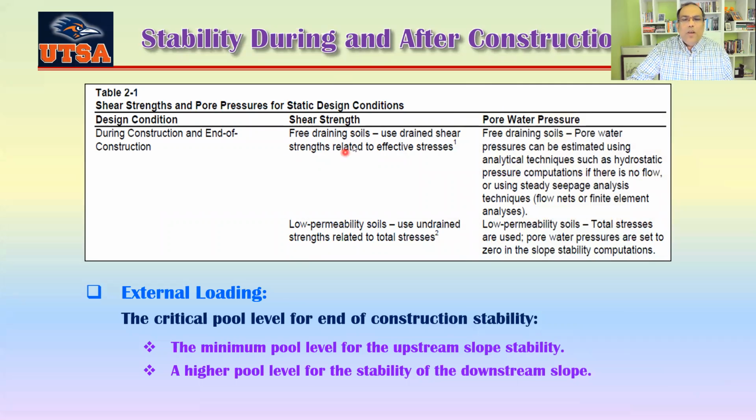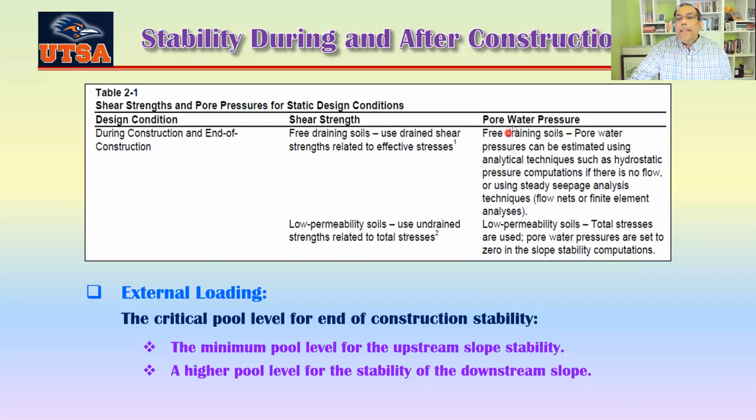Now, I got that one from the Corps of Engineers manual. This one is basically saying the same thing, that during or at the end of construction, which shear strength parameters and pore water pressure values you are going to take. For free draining soils, use drained shear strength related to the effective stress, and for low permeability soil, use undrained shear strength related to total stress. If it is completely undrained, we use the UU condition, phi equal to 0. In that situation, this is the total stress analysis.